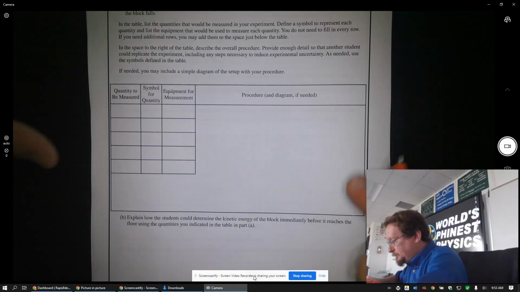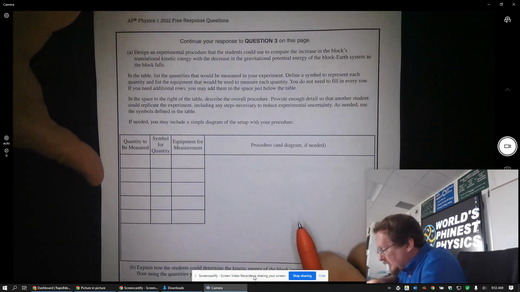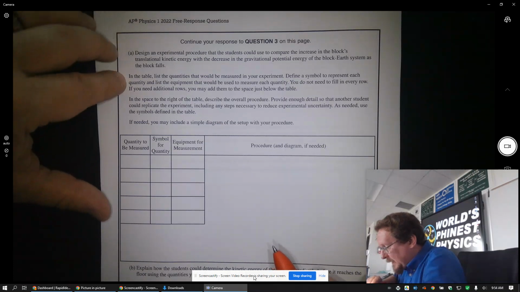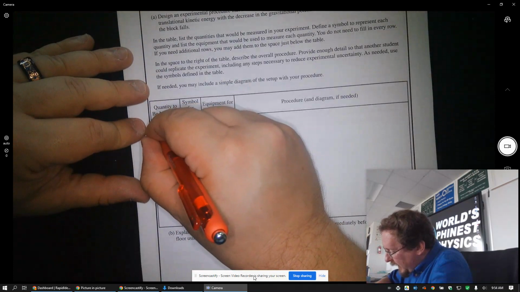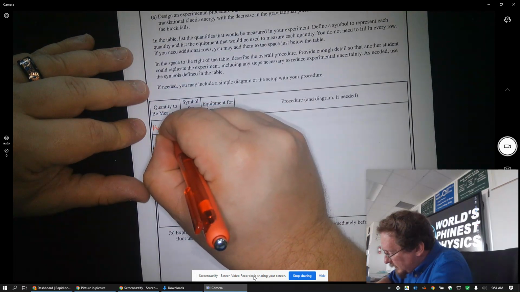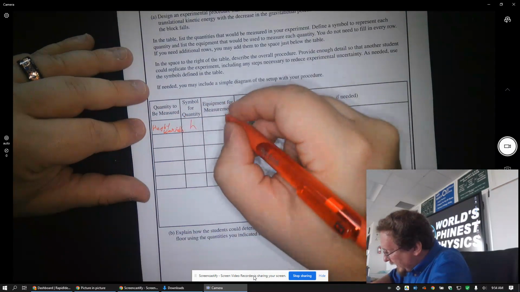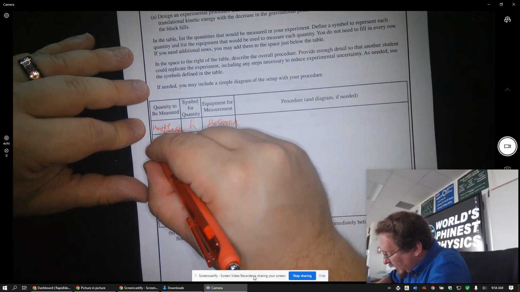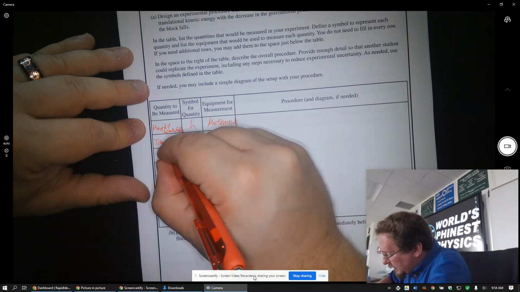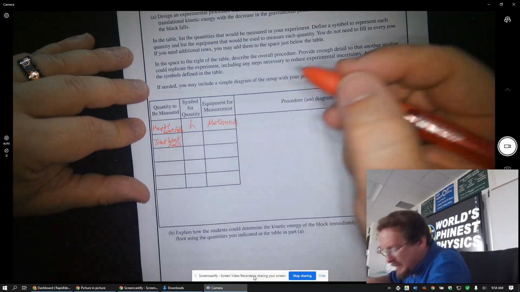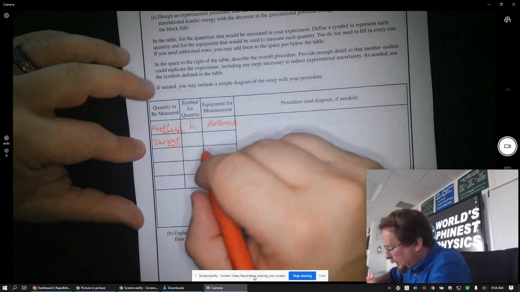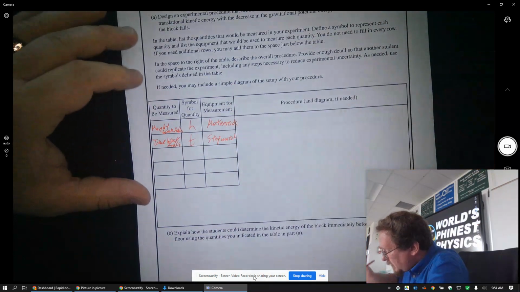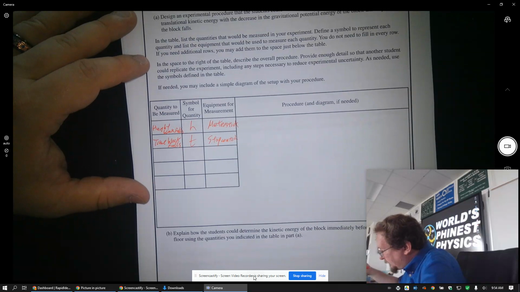Design an experimental procedure the students could use to compare the increase in the block's kinetic energy to the decrease in its gravitational potential energy, and list the quantities. So I might say the height the block falls, I'm going to call that H, and the equipment would be a meter stick. And then the time the block falls, with a stopwatch.